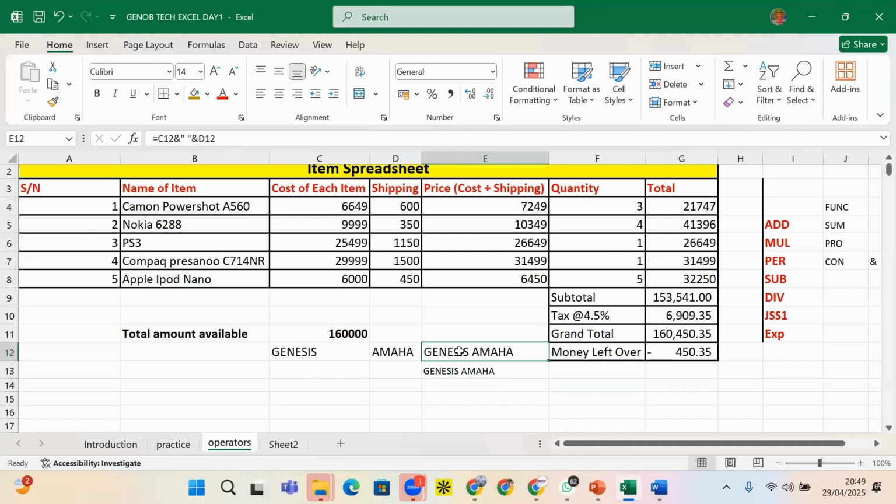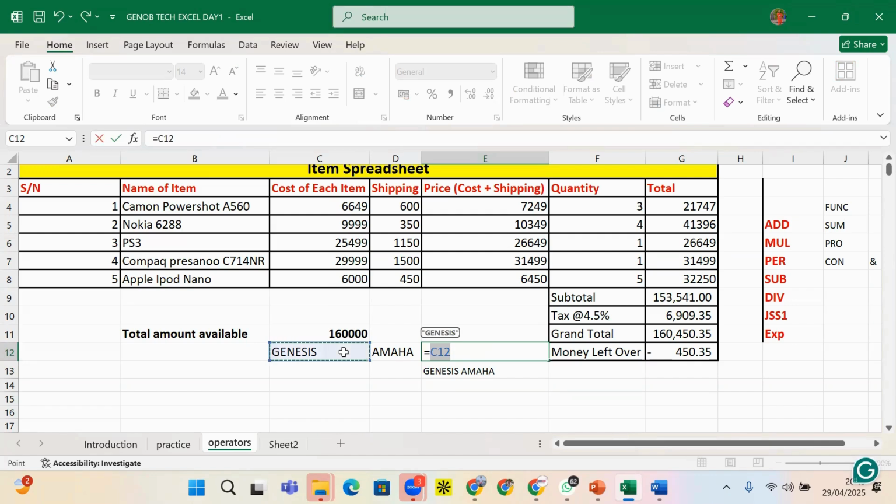Then if I decide to use this one, this is the function. Let me delete it and go take it again. Equal to C12 and I use and sign and what? D12. I have what?